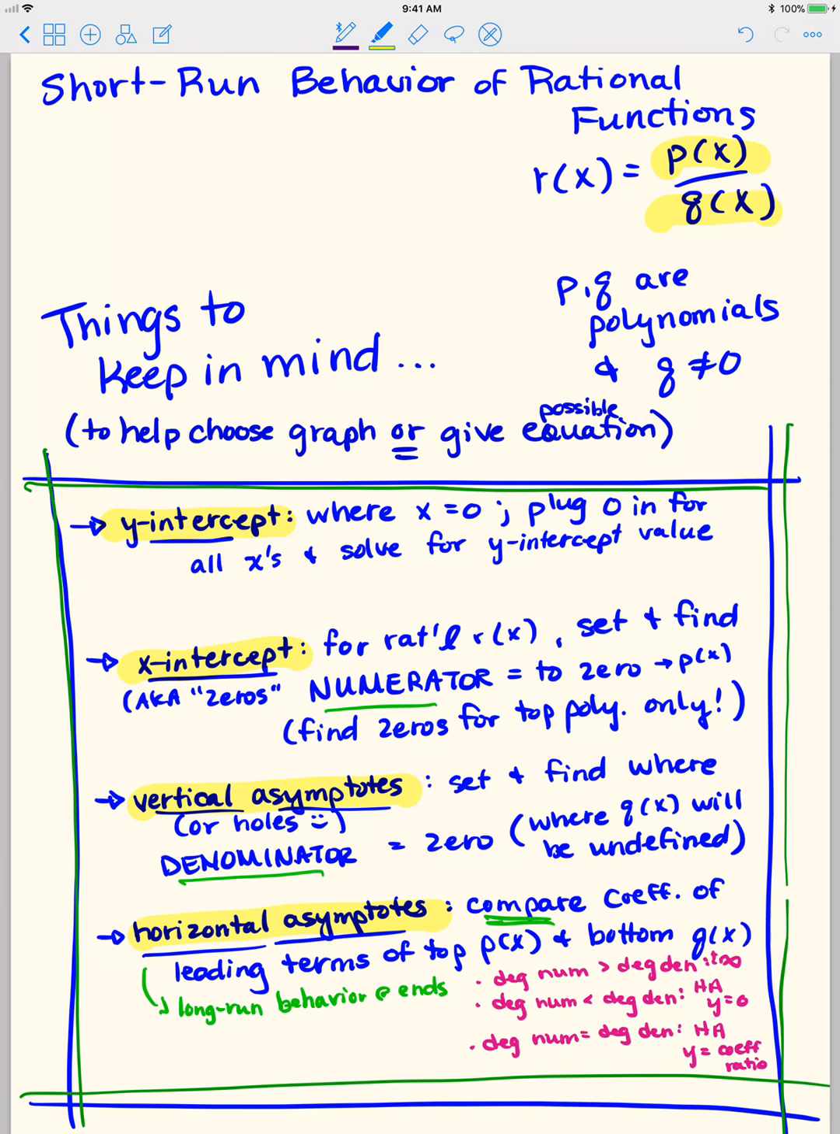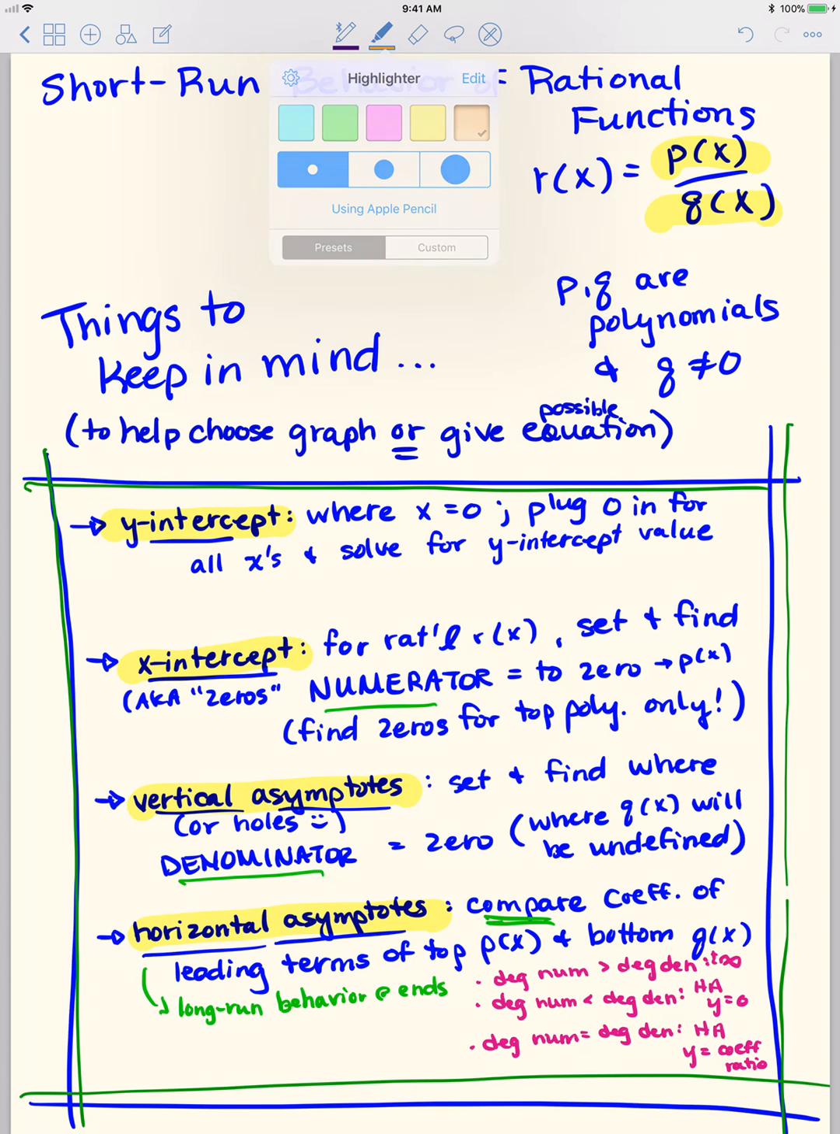So there's a few things to keep in mind when we want to look at that short run behavior, that behavior in the middle, not the long run on the ends, but the short run in the middle, the turns, the asymptotes, the intercepts. There are a few things to help us figure out what the graph will look like, what the function does as a picture for behavior.